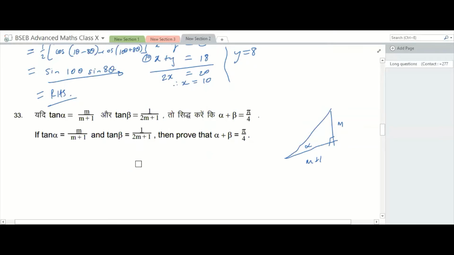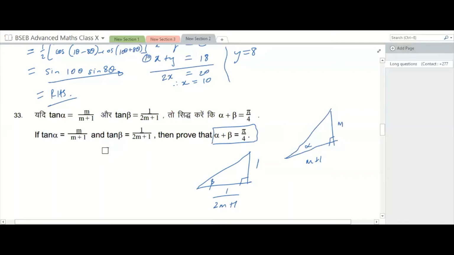Right, so tan alpha is m over m plus 1, tan of beta is equal to 1 over 2m plus 1. Now we want to prove that alpha plus beta is equal to 45 degrees.